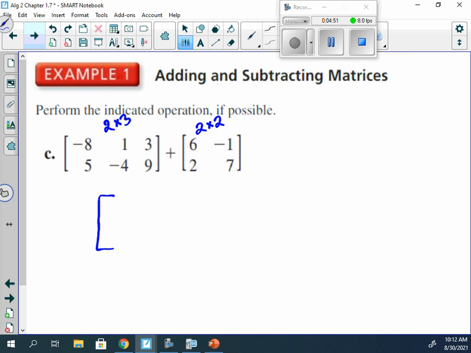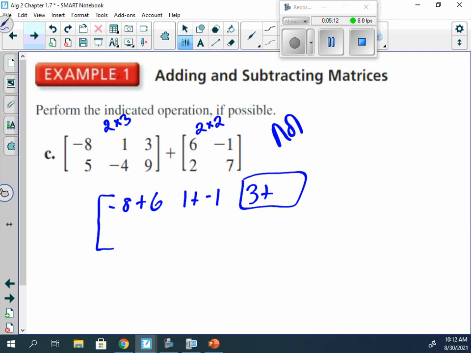Now I'm going to go on and write this out to kind of show you why this is not possible. Because if I was going across, we'd have -8 plus 6, 1 plus -1, 3 plus... Well, 0 is an actual element, isn't it? Well, I don't have anything to add to this here. That's why this is not possible. We cannot add or subtract two matrices that do not have the same dimensions. They have to have the same dimensions if we're going to add or subtract.